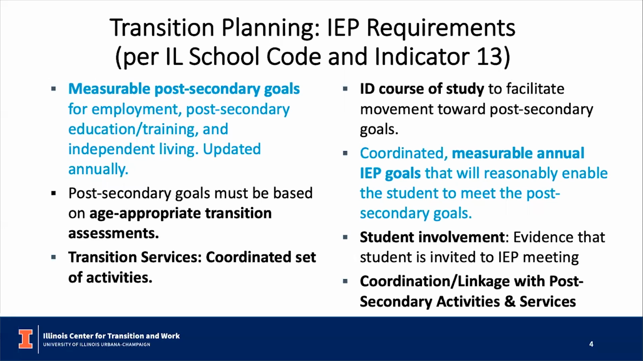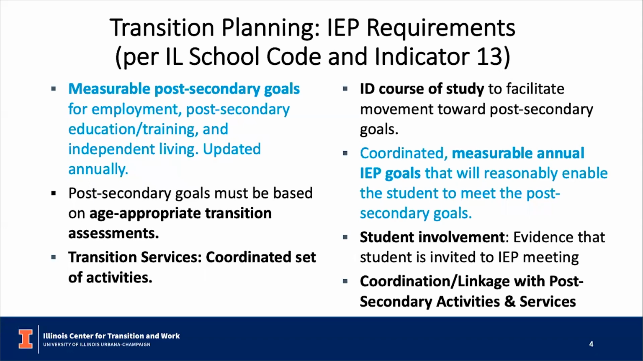So this might look really familiar because if you are a teacher that's written an IEP, you should be very familiar with the components that are listed here. This is what's required of a transition plan in the state of Illinois per the school code and indicator 13. We're going to focus on two of the parts, the two that I've already mentioned, as well as the two that are in blue here on this list.